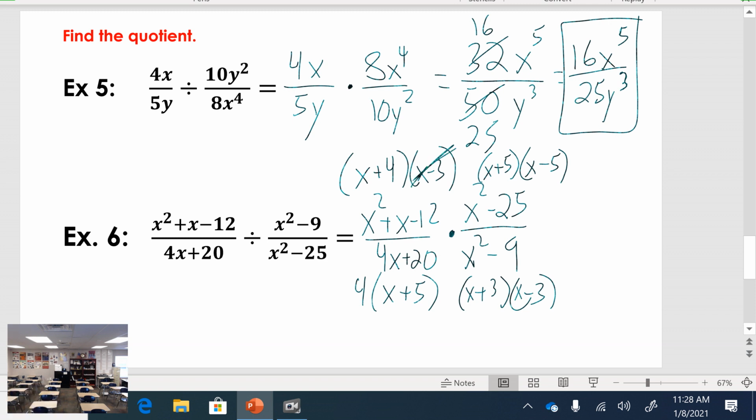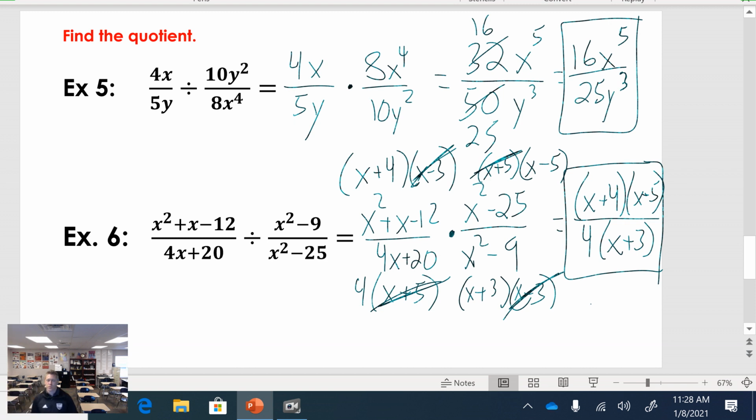So we've got an x minus 3 and an x minus 3. Those are now canceled out. We've got an x plus 5 and an x plus 5. Those are canceled out. And we take a step back. I see a 4 and a 4, but one of them is x plus 4 and one of them is 4, so we're going to leave that alone. So what that's going to look like when we write it together is x plus 4, x minus 5 over 4 times x plus 3.